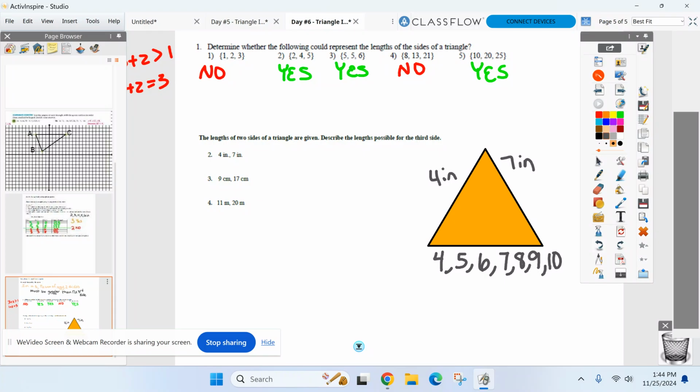Now, I do not want my answer written here as 4, 5, 6, 7, 8, 9, 10, because this could get really, really long depending on the side lengths. What I want instead is my answer written as something you used last year in Algebra 1, called a compound inequality, where you have 2 inequalities. I'm going to put S in the middle.